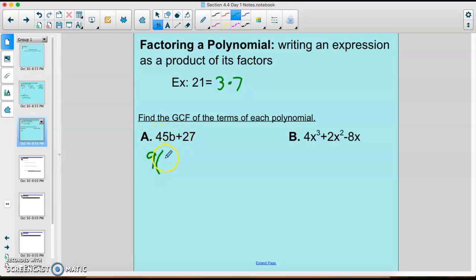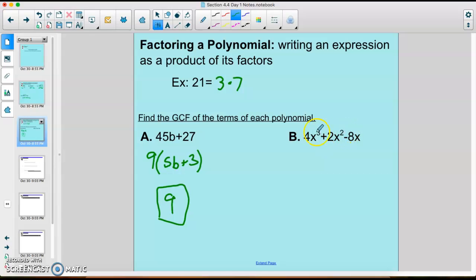So 45 divided by 9 gets us 5. I can't do anything with my b's. And then 27 divided by 9 is 3. Okay, so the greatest common factor here would be 9. That's what I was able to take out.